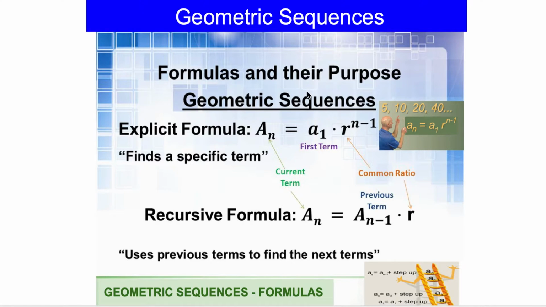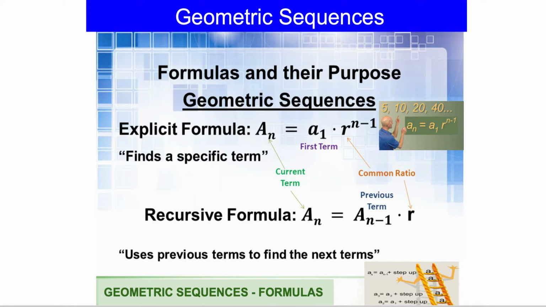Geometric sequences. To find the terms of geometric sequences, we need two formulas. The explicit formula: the current term a_n is equal to a_1, the first term, times r, the common ratio, to the exponent n minus 1. The recursive formula: the current term a_n is equal to the previous term, a_(n-1), times the common ratio. Those are the two formulas that can serve us to find the terms in geometric sequences.